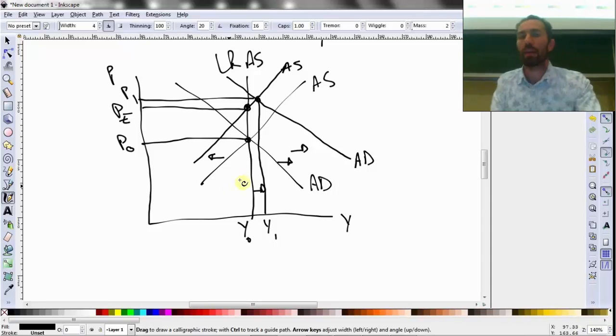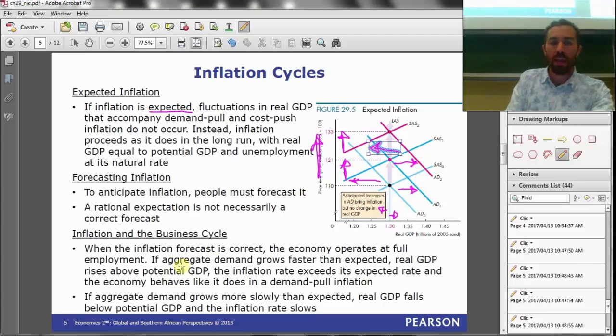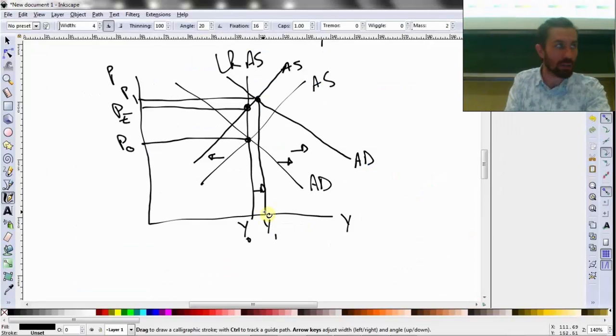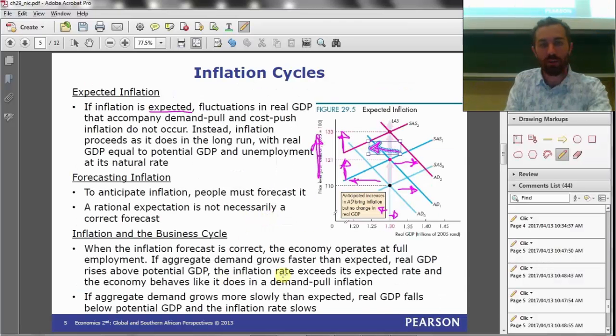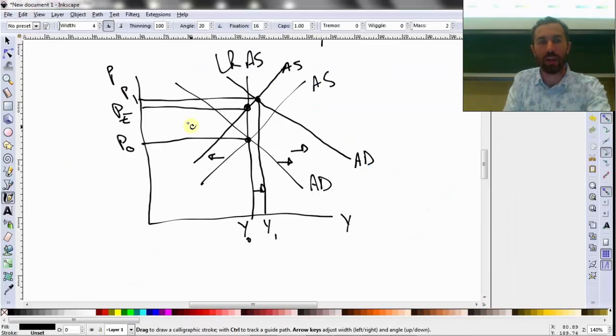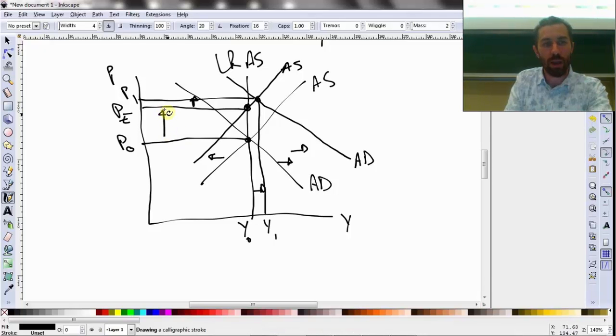Okay? In other words, when inflation is greater than anticipated, because aggregate demand has shifted by more than what people expected, what happens? If aggregate demand grows faster than expected, real GDP rises above potential. The inflation rate exceeds its expected rate, right? Prices have gone up by more than what people anticipated. People anticipated prices to go up from P0 to PE. This is what was expected.